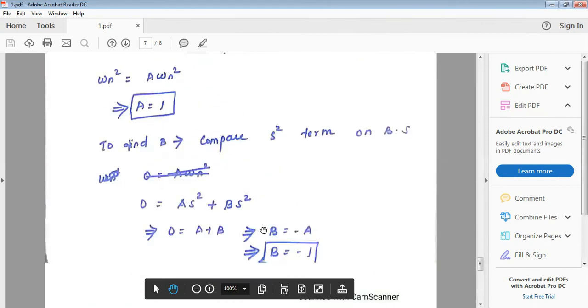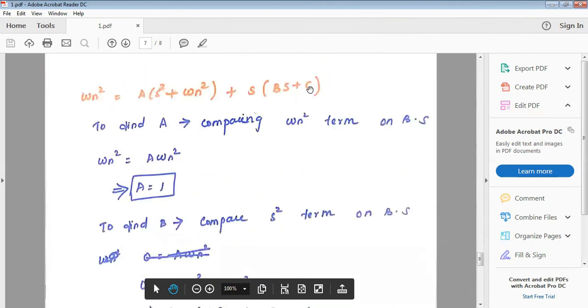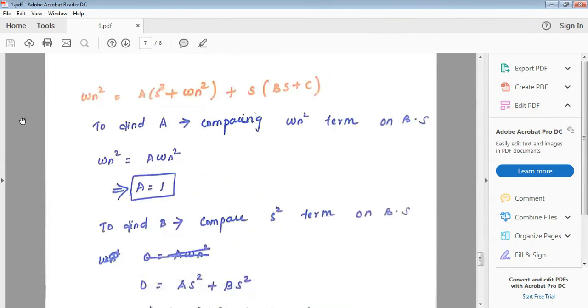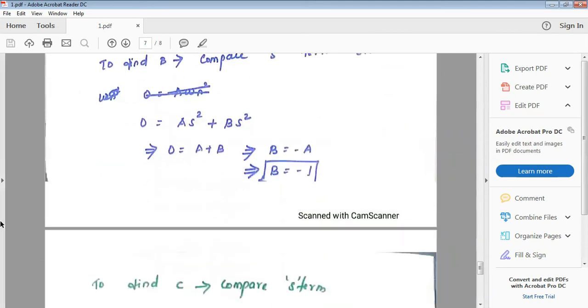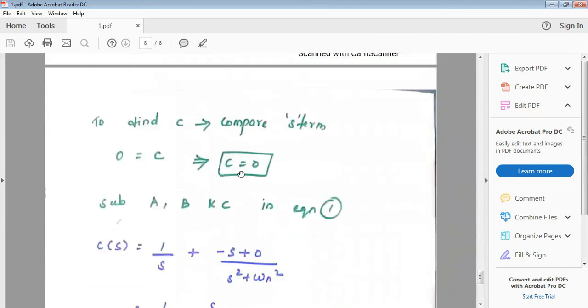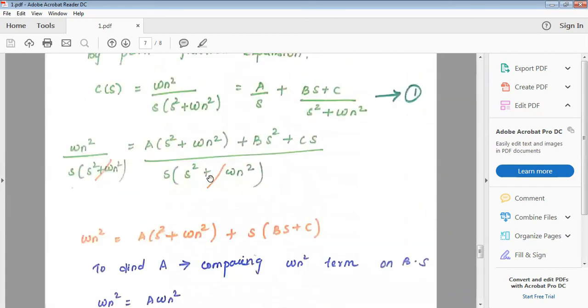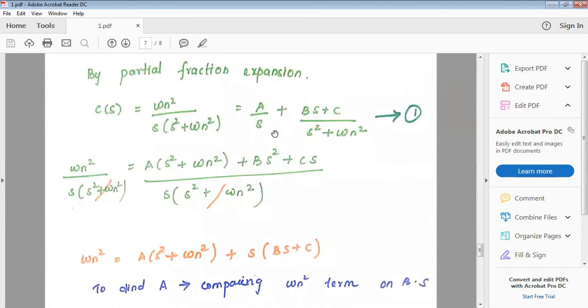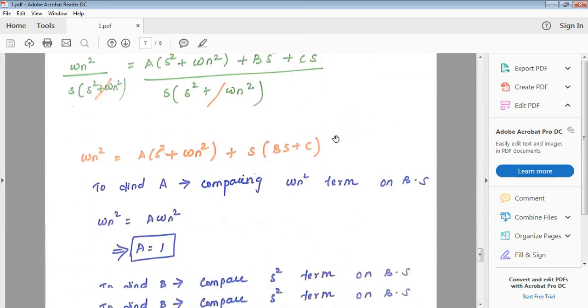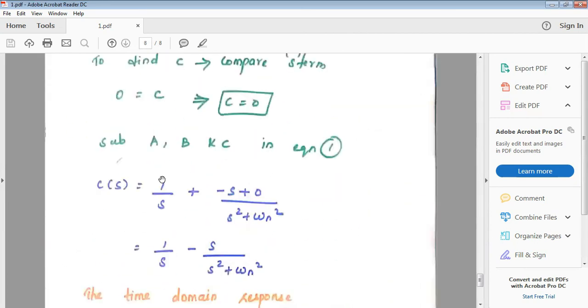To find out c, what is the coefficient of c? Comparing the s term, on the left hand side there is no s term, so it will be equal to 0. On the right hand side we only have c, so automatically the value of c will be equal to 0. Now we substitute the values of a, b, c in this expression: 1 by s plus b, that is minus of s, plus 0 divided by s square plus omega n square. So it is written here.